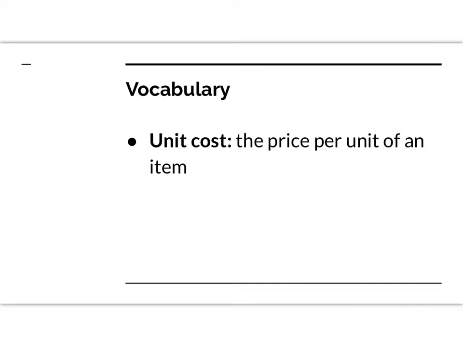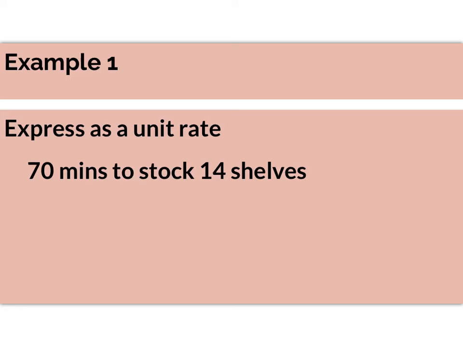Unit costs is dealing with money. So anytime you see costs, we're dealing with money. So 70 minutes to stock 14 shelves. Here we have a rate. The word to, you have your numbers. And now this video is actually going to have the words in it. So 70 mins over 14 shelves. Let me write shelf as a singular shelf.